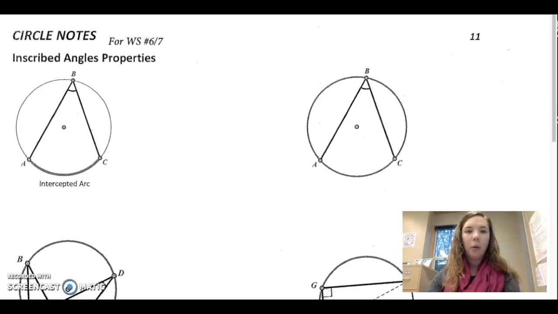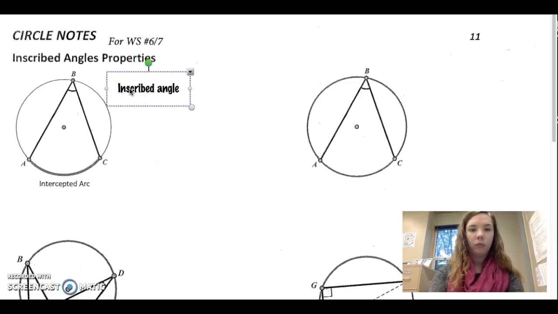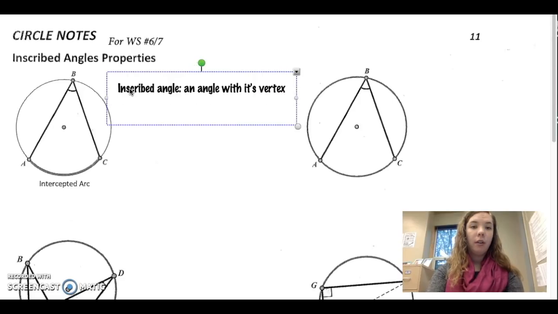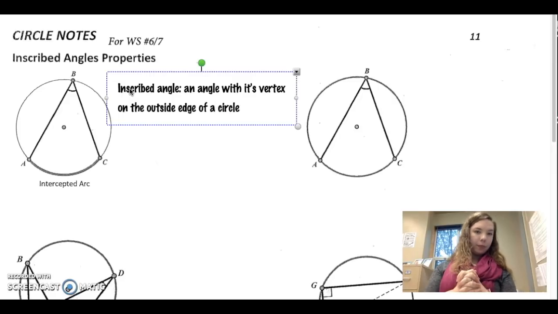All right, today and tomorrow we're going to be looking at some of these inscribed angle properties in circles. So first let's talk about what an inscribed angle is. An inscribed angle is an angle with its vertex on the outside edge of a circle.